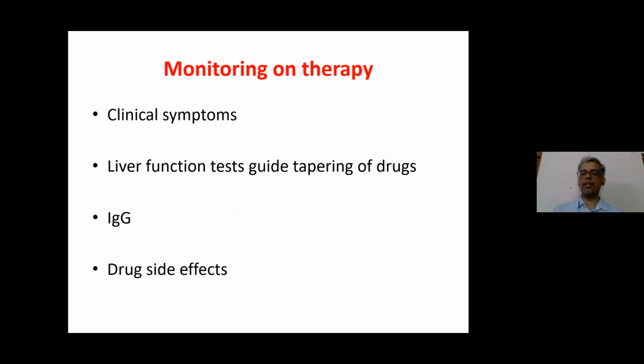So once we have started our patients, we are going to monitor them with clinical symptoms. We're going to monitor liver function tests, IgG levels, and monitor for drug side effects. The last point, the drug side effects, is something we usually miss while we start the patient on these drugs.